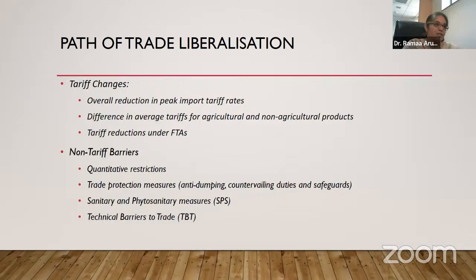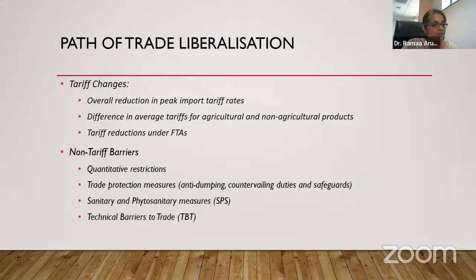The path of liberalization that India took was in terms mainly of tariff changes and non-tariff barrier reductions. Some of them were unilateral in nature. This is not like economic reforms that something was happening at one point of time. This was happening in phases, and some of them were multilateral, some of them were unilateral, they were sectoral in nature, and also a sort of imposition on India. So these are some of the changes that India had embarked upon over a period of time. So there was an overall reduction in peak import tariff rates.